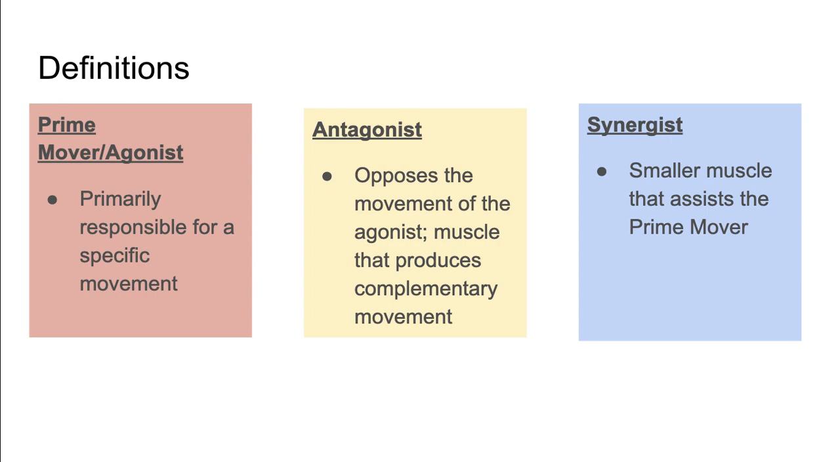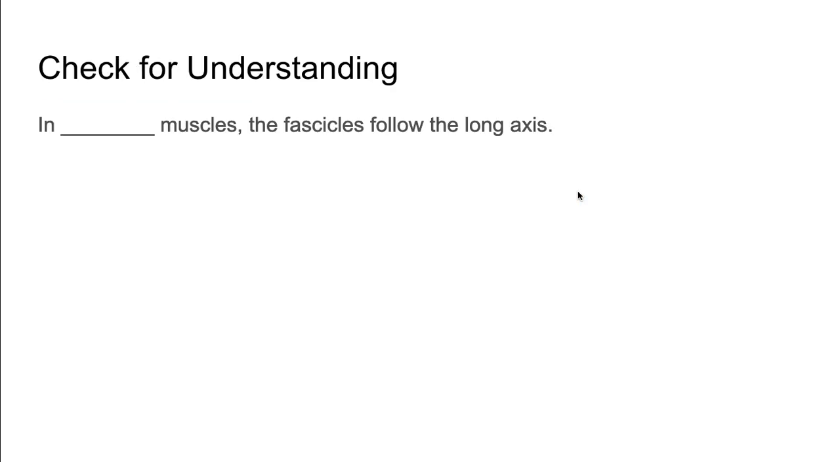So in the case of, again, going back to flexing our biceps, the antagonist is going to be your triceps brachii. It's opposing the flexion, which means it does more of an extension. All right, so those are your prime mover, agonist, antagonist, and synergist. Okay, so that's enough terms I think for right now.